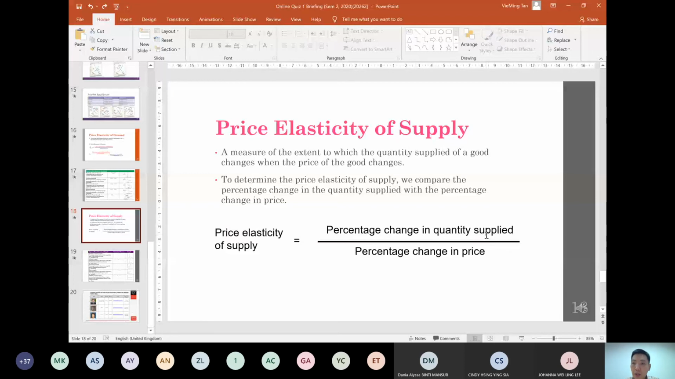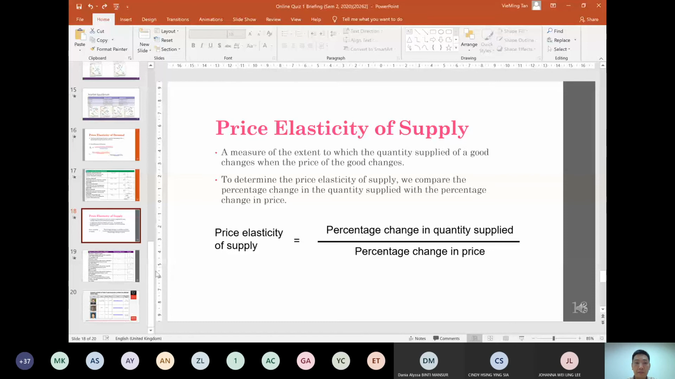So if the percentage change in quantity supply is more than the percentage change in price, that means the supply is elastic, very elastic, sensitive. That means the supply is very sensitive to the price change. So they will adjust the quantity supply quickly and in huge amount. So if the numerator is more than the denominator, that means the supply is very sensitive. That means the price elasticity of supply is elastic.